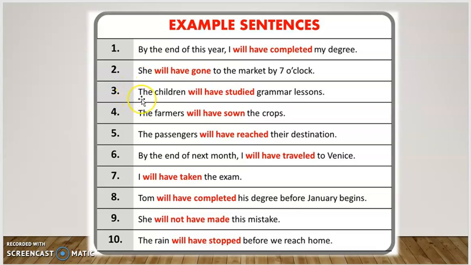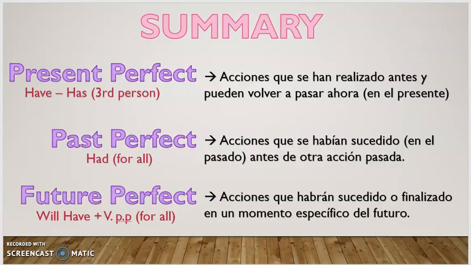Okay, the number 3, the children will have studied grammar lessons. Los niños habrán estudiado lecciones de gramática. Number 4, and you can continue with the other examples. Okay, so don't forget that this is habrá. Habrá sido tal cosa.